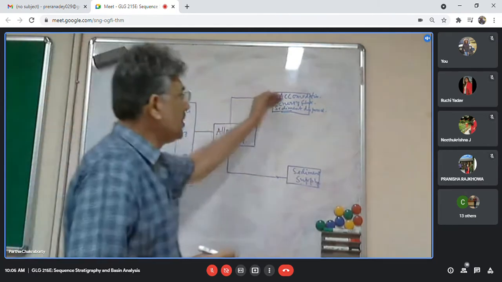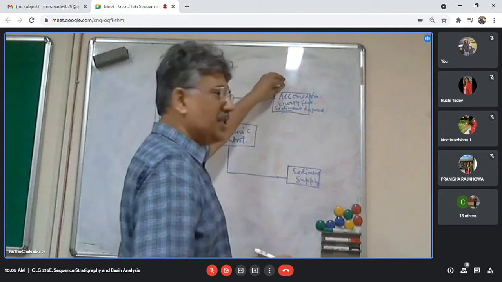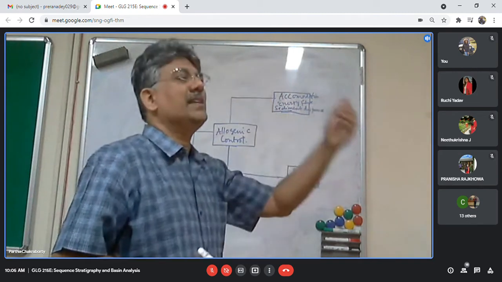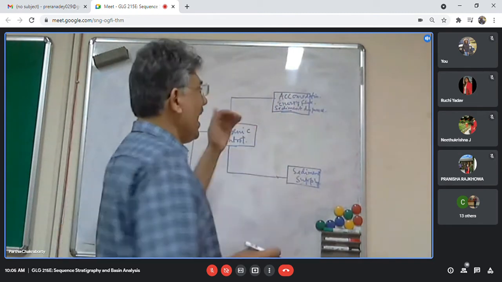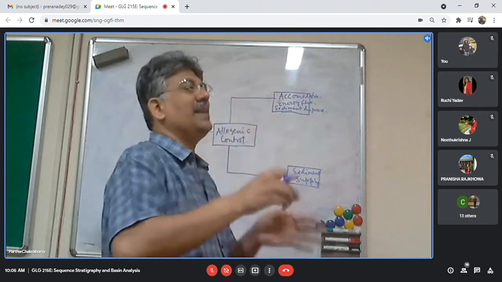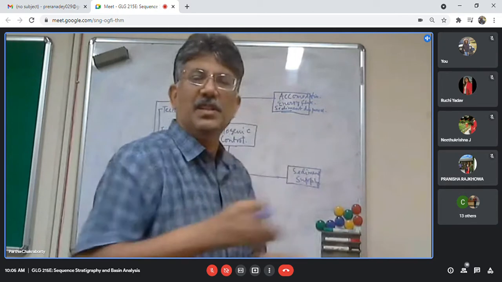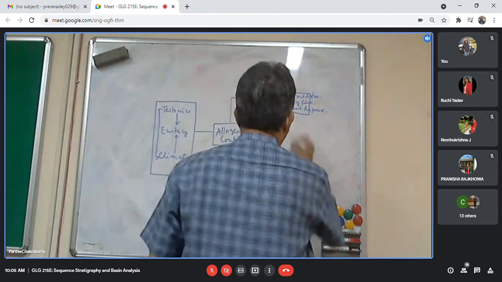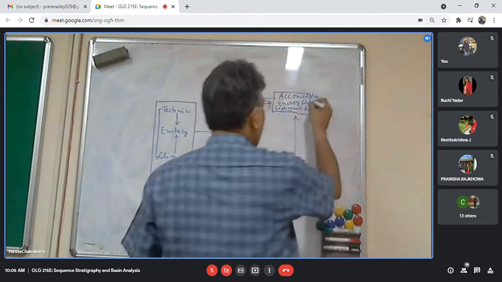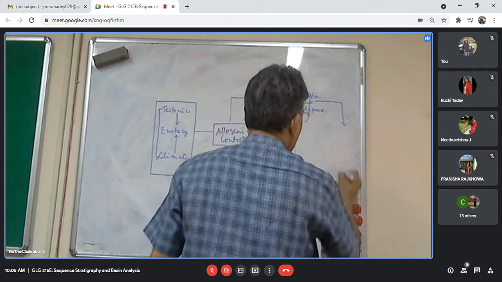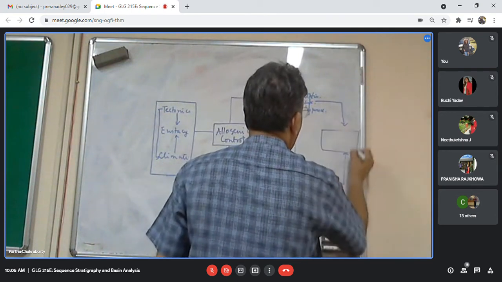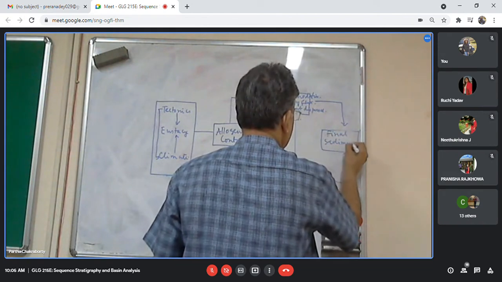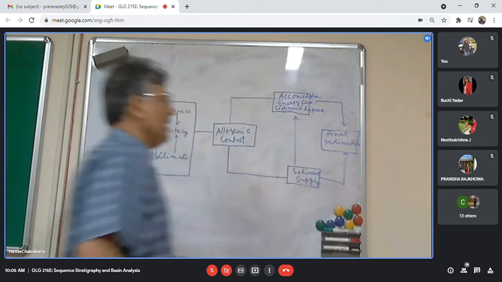So what are the two things I am talking about? This is the accommodation, where the energy in the environment causes further increase or decrease, positive or negative, of the accommodation, and the wave energy causes the sediment to be dispersed. Now this is the sediment supply into the basin. This sediment supply will directly act on that, and these two together will cause the final sedimentation in the basin.